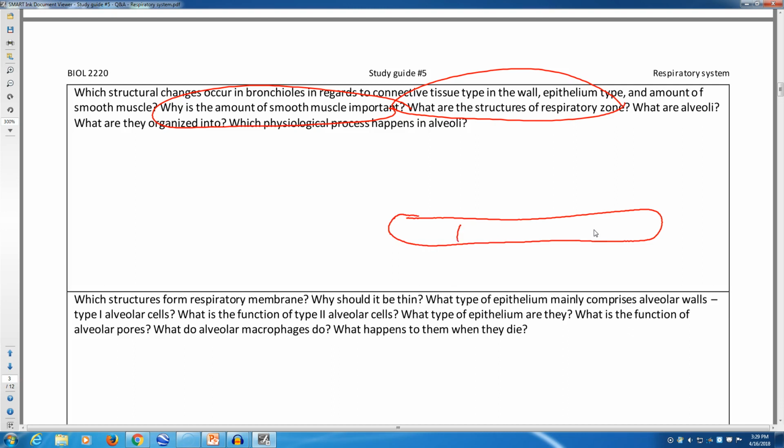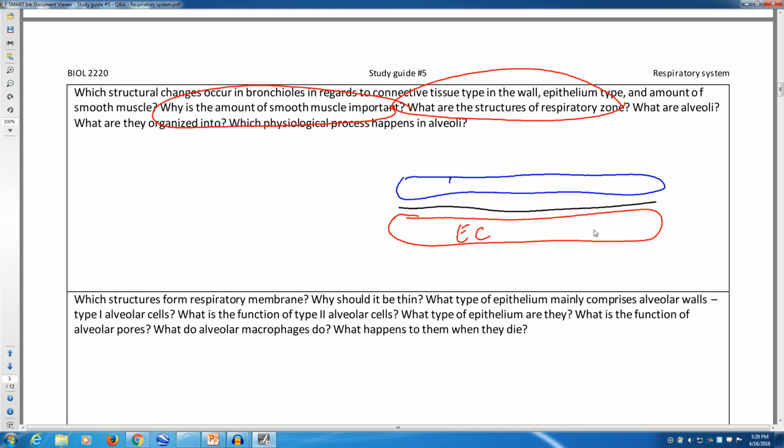So this is the endothelial cell. This is the basement membrane. And this is the type 1 alveolar cell. Essentially, this is the respiratory membrane. Make sense? Why should it be thin? To facilitate faster gas exchange.